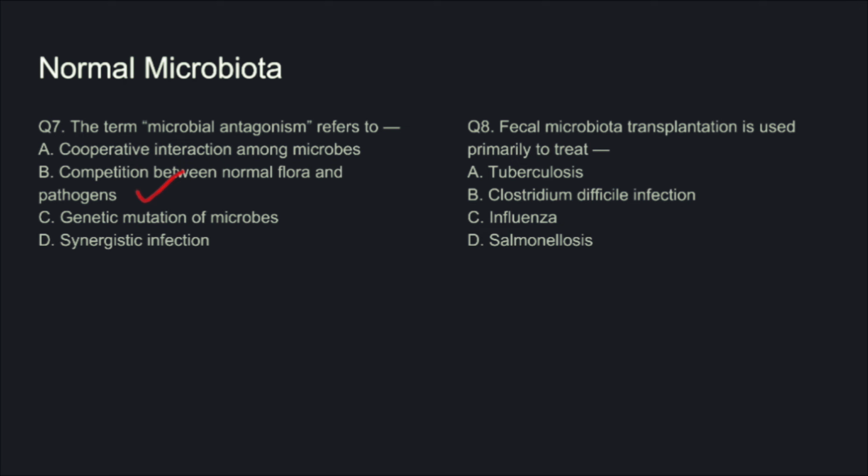Question number 8. Fecal microbiota transplantation is used primarily to treat. Options are A. Tuberculosis, B. Clostridium difficile infection, C. Influenza, D. Salmonellosis. So the correct answer for this question is option B. Clostridium difficile infection.